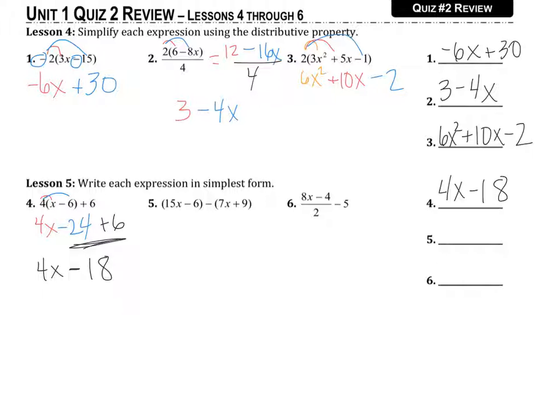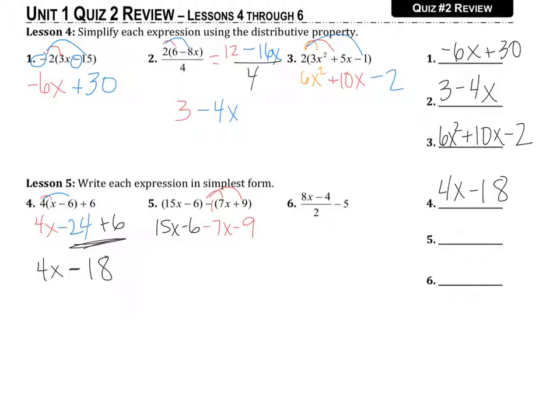For number 5, this one is asking you to actually distribute that negative 1 here. So we have the 15x minus 6. We don't do anything with that yet. But I have negative 1 times 7x makes negative 7x. And I have negative 1 times 9, which is negative 9. So essentially, all we really did was change the sign of everything in that second set of numbers.